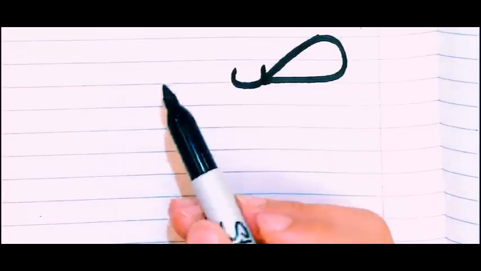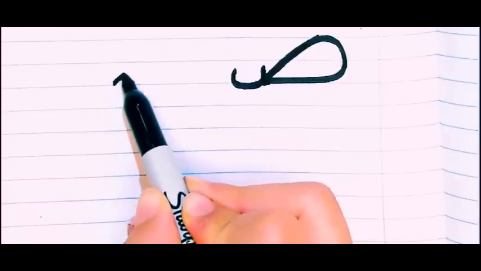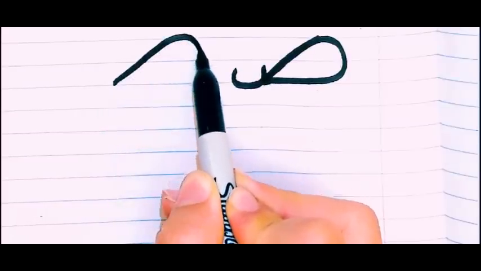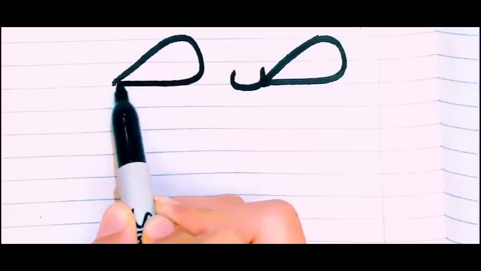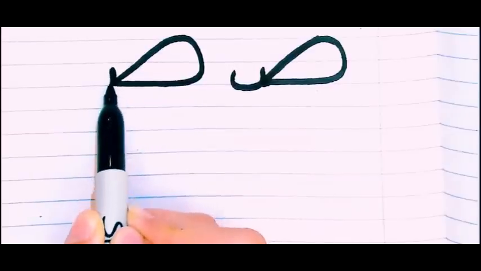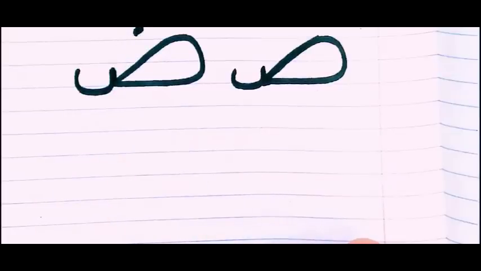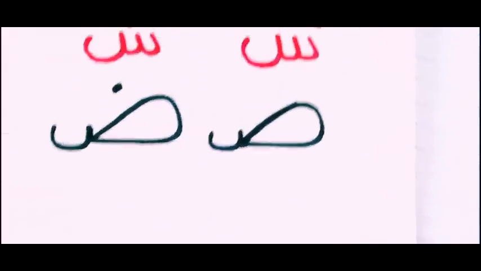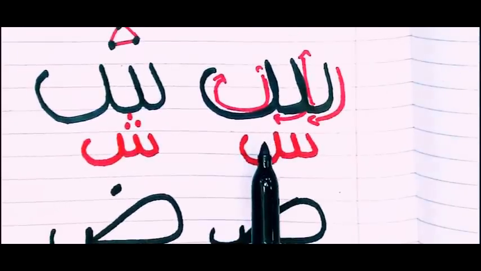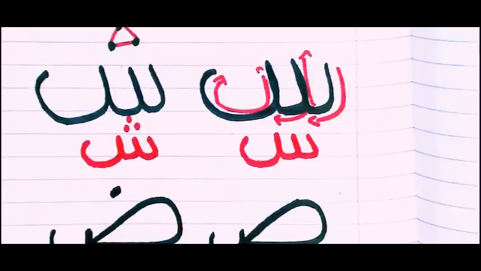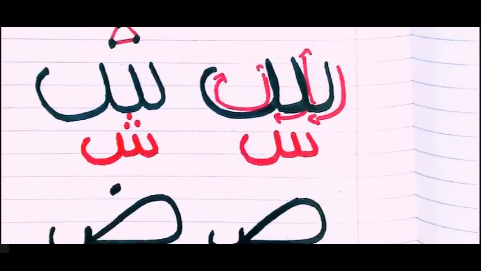Sad. So I'm going to write a similar letter to it, and that's dad. And here's the knot, and the dad has a dot on it. Dad. Look. Seen, sad. Seen, sad. And then dad.